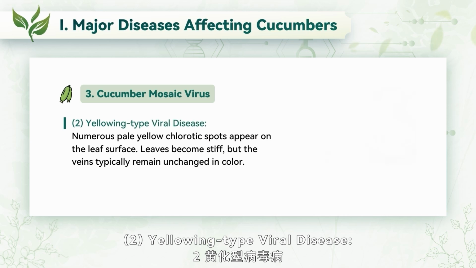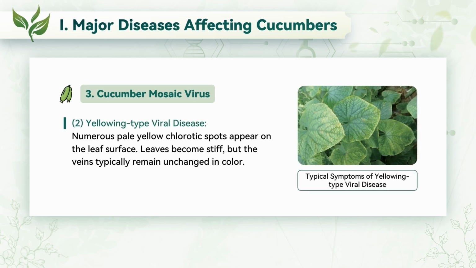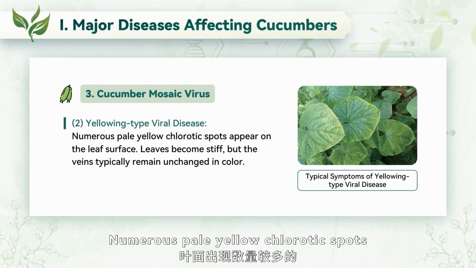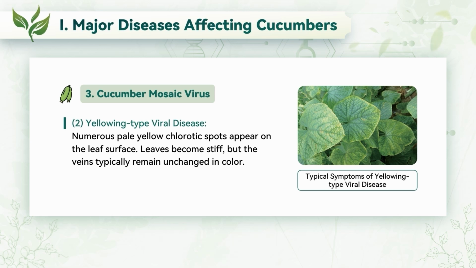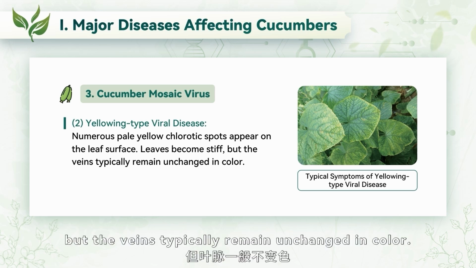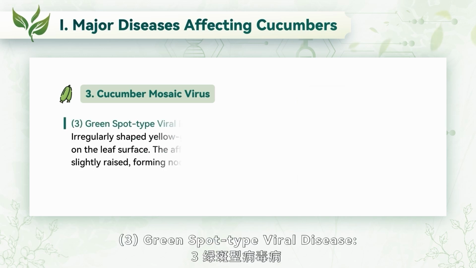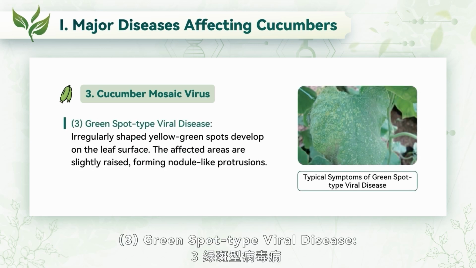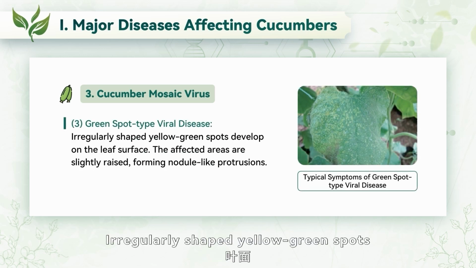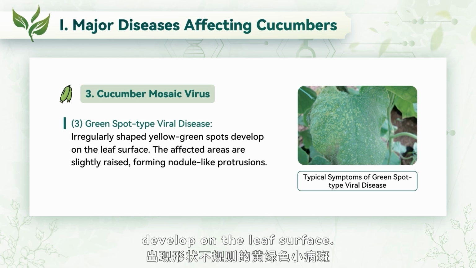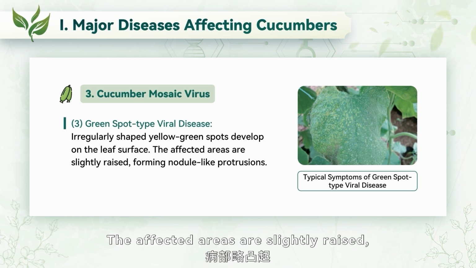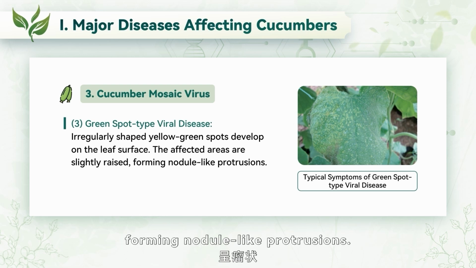2. Yellowing type viral disease. Numerous pale, yellow chlorotic spots appear on the leaf surface. Leaves become stiff, but the veins typically remain unchanged in color. 3. Green spot type viral disease. Irregularly shaped yellow-green spots develop on the leaf surface. The affected areas are slightly raised, forming nodule-like protrusions.